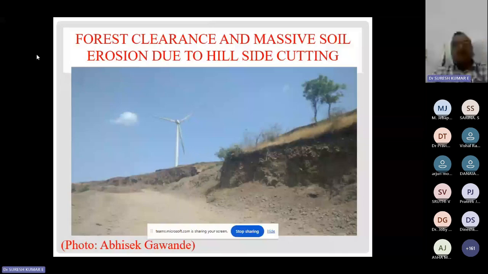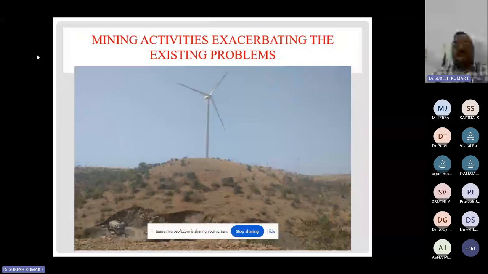Another thing you can see is mining activities. There you can also see one wind turbine commissioned, and on the left side you can see one truck moving. On that road, you can see road construction. So this is one of the issues.